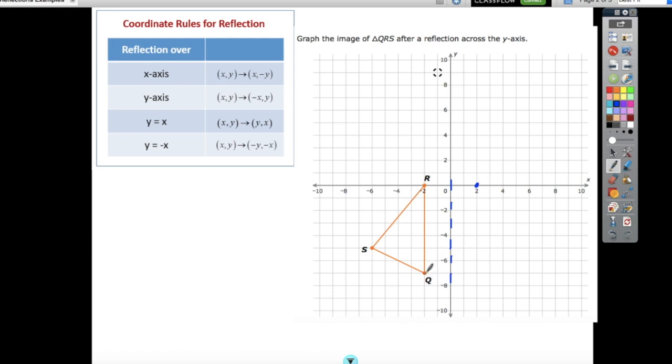This point is also at -2, so we're going to go to x value of +2. And then finally S is at -6, -5, so we're going to go over to +6, -5.